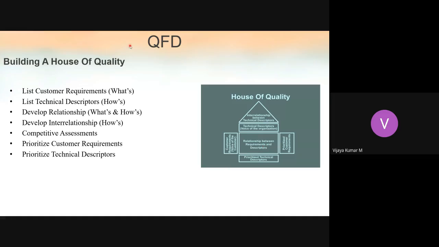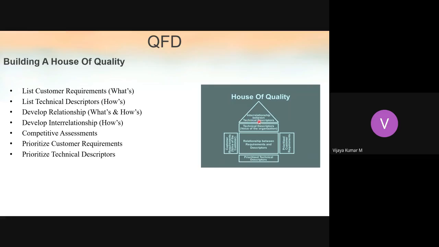So for that, you have to develop or build a house of quality. For developing a house of quality, it looks like this. At the right-hand side, you can see exactly this kind of house of quality you have to develop. In fact, for any kind of organization, it can be a manufacturing organization or a service organization, if you want to develop it, you have to follow a step-by-step procedure.